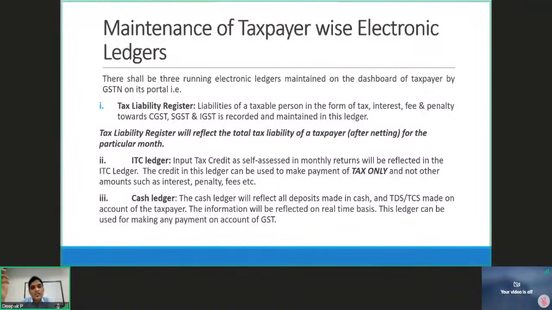What are these other amounts? These are the TDS. If you are a person who is liable to pay TDS, this payment can be made from your electronic cash ledger. You have to pay TCS. This also can be made from the electronic cash ledger and not from the electronic credit ledger. The information is reflecting on a real-time basis because the payment happens online. Everything happens on a real-time basis.